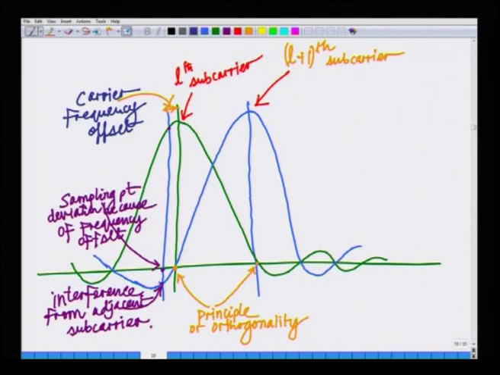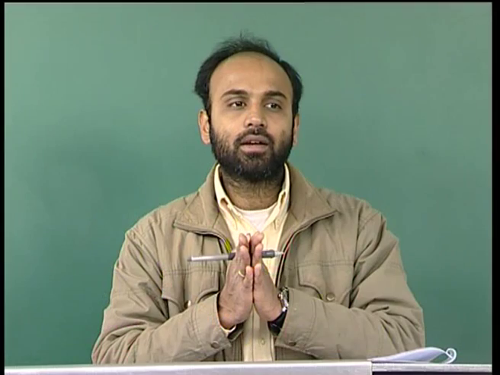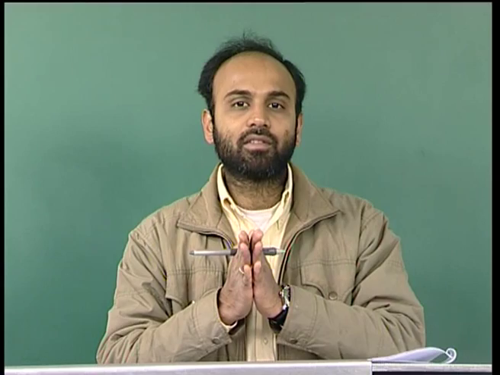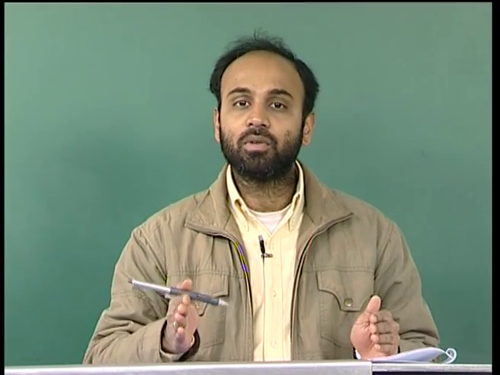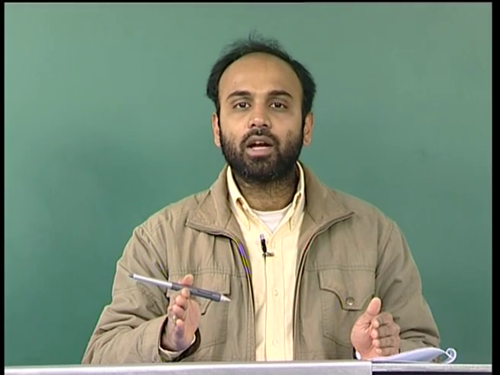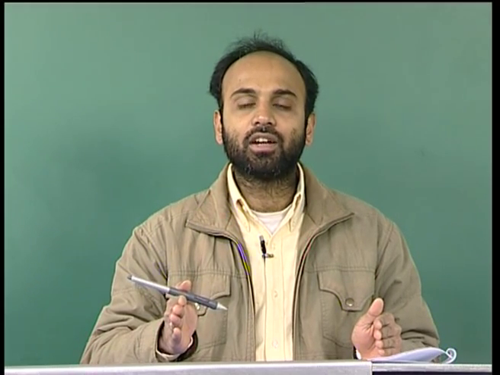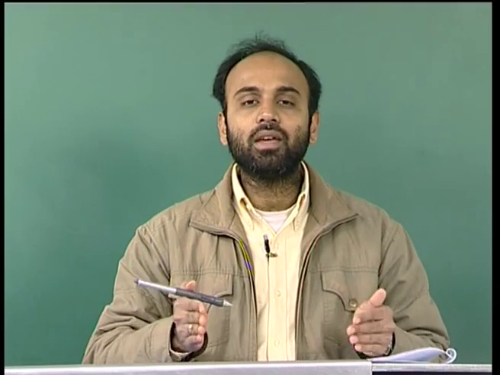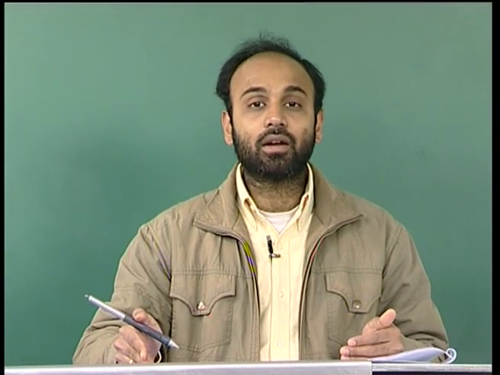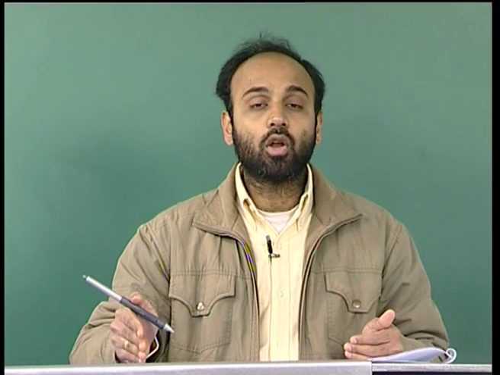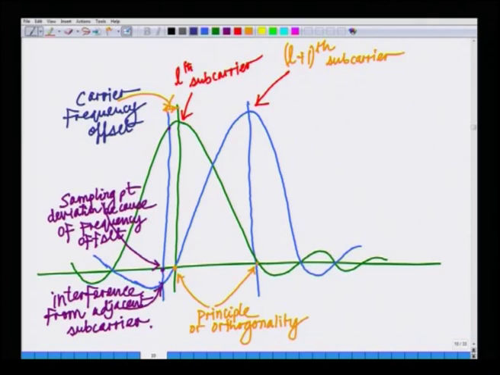As you can see, as long as I am sampling at the ideal frequency, that is the frequency that is matched to the peak of each of the subcarriers, I have no problem. But the moment I deviate from that because I have a carrier frequency offset, there is going to be an interference from the adjacent subcarriers at each subcarrier, due to the loss of orthogonality amongst the subcarriers. In fact, this is known as inter-carrier interference, ICI, in OFDM communication system.